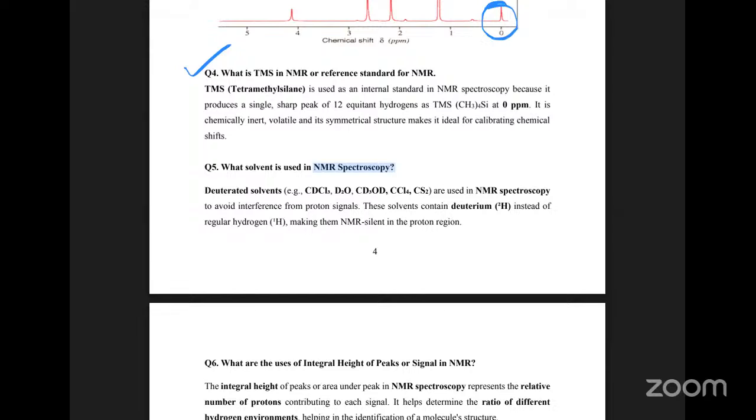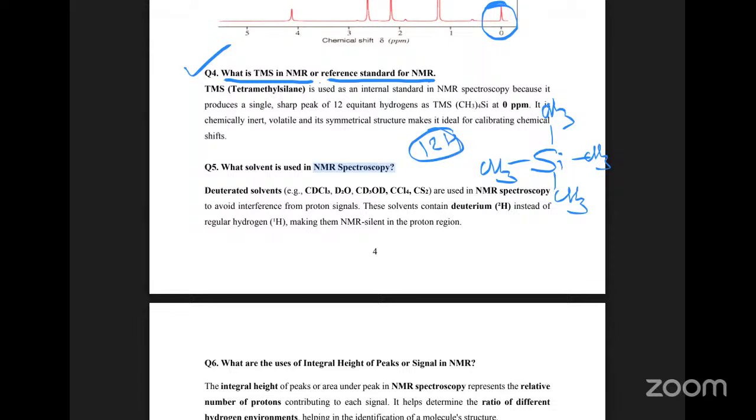Standard. So what is TMS in NMR, or reference standard in NMR? Both are similar types of questions, but they may ask what is TMS in NMR or maybe the reference in NMR. So TMS is tetramethylsilane. That means silane is Si, and 4 methyl groups are attached to one element called Si. And here there are 4 methyl groups which are equivalent, and 12 protons are attached to this particular TMS.